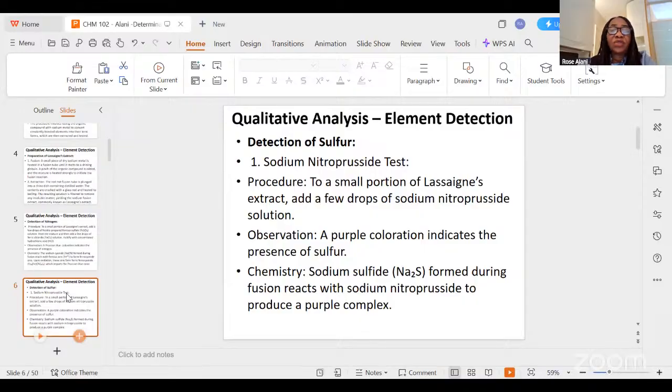So now what of sulfur? How do we detect sulfur? We use the nitroprusside test. To that same small portion of your Lassaigne's extract, add a few drops of sodium nitroprusside solution. When you do this, if you observe a purple coloration, then it indicates the presence of sulfur. The chemistry behind this is that sodium sulfide formed during fusion reacts with sodium nitroprusside to produce the purple color.